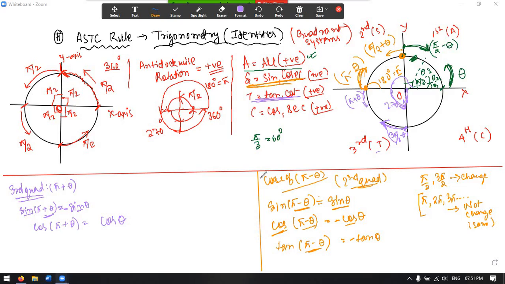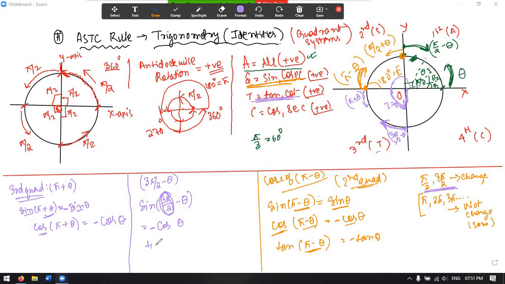Third quadrant means only tan and cot are positive, so cos is negative, so this will be minus of cos theta. Very easy concept. In this way you have to do it. Let's say, as I have already written, 3 pi by 2 minus theta. It means this is an odd multiple of pi by 2. Clear? Since it is an odd multiple of pi by 2, the function will change, it will be cos theta. And as it is in the third quadrant, the answer will be minus of cos theta.